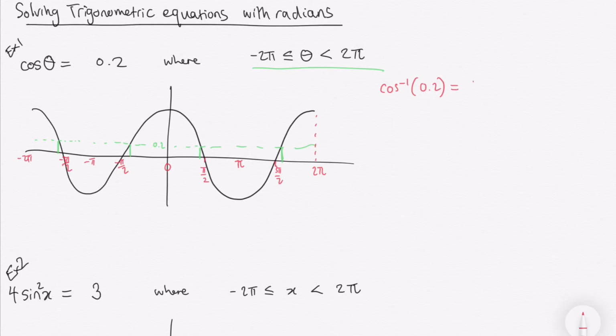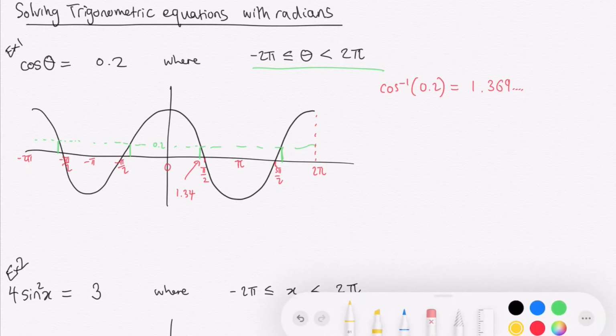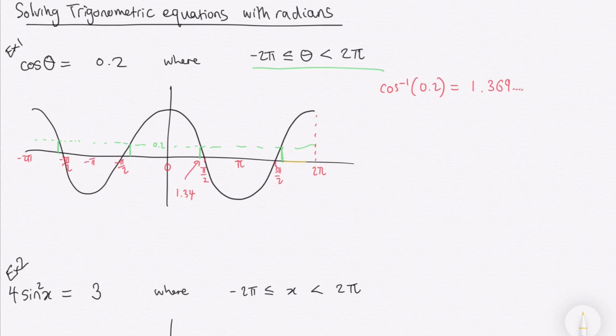that this is 1.369 to 3 decimal places radians, and that is one of our solutions. And in particular, that is this solution here, which is approximately 1.34. We need to look for those other 3 solutions. So we can see we have one here, which is a distance of 1.34 radians from 2 pi. So we have another solution, which is 2 pi subtract 1.34.